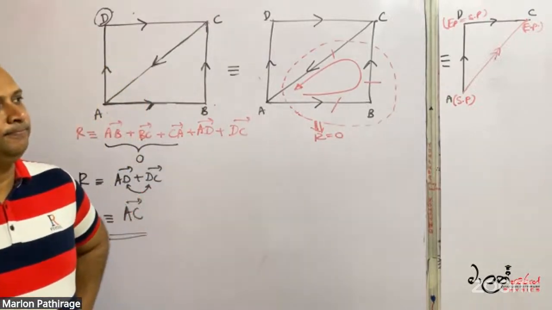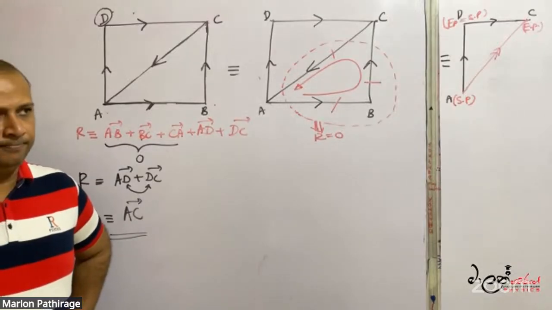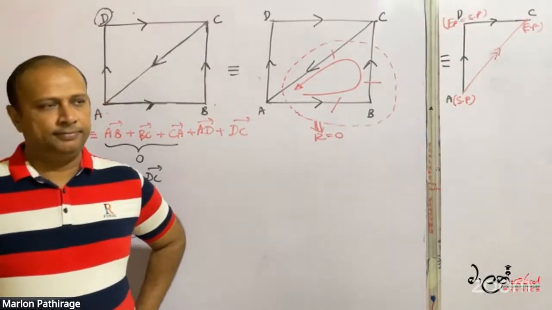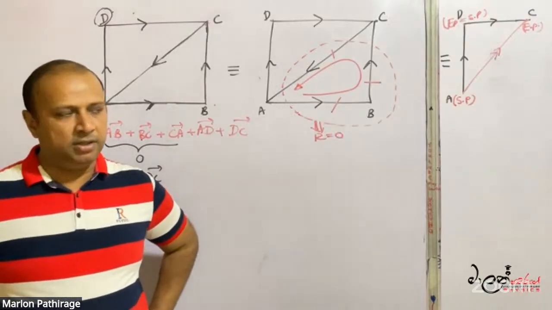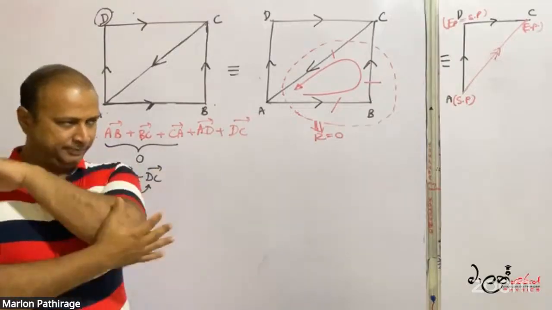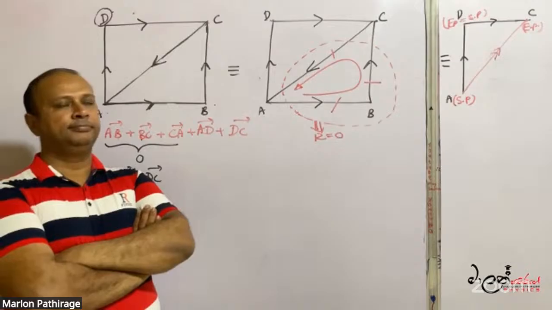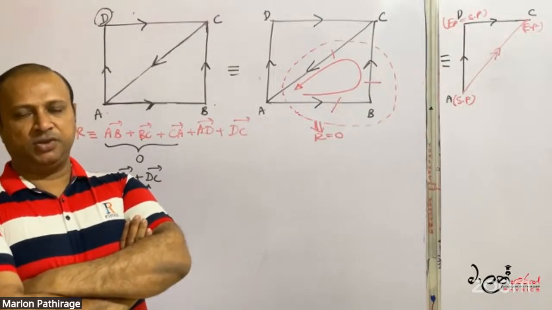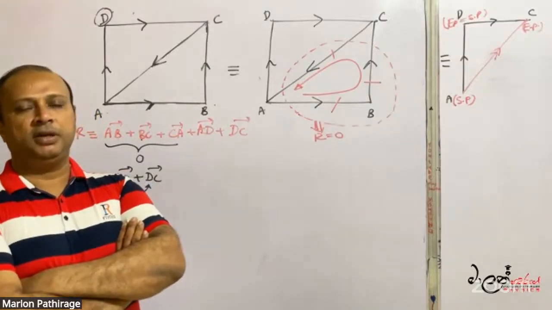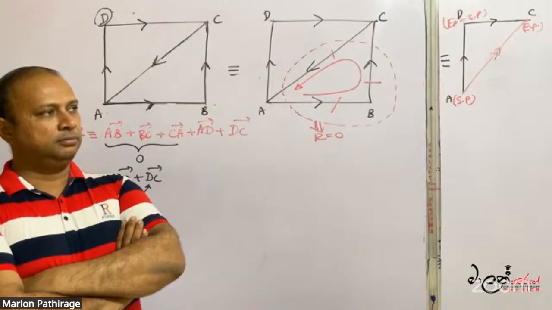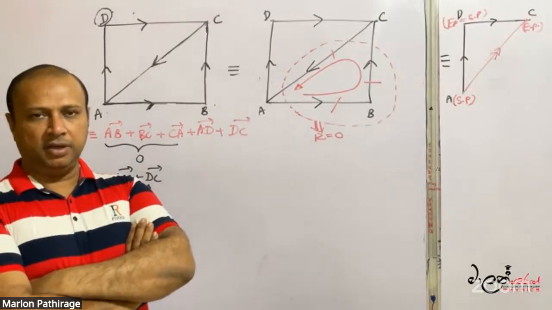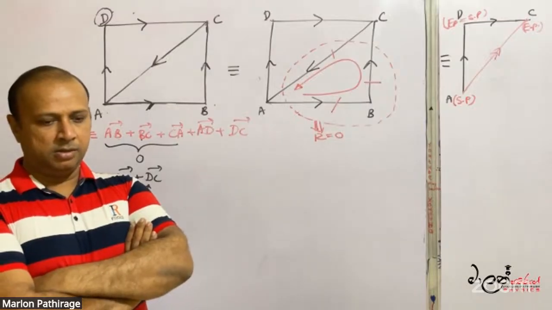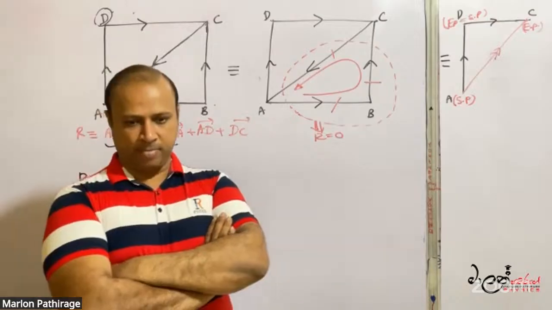Suppose the above vector system is represented in magnitude and direction, using the above figure.